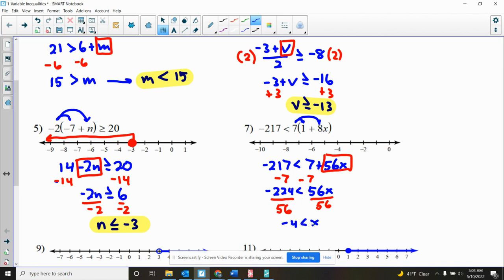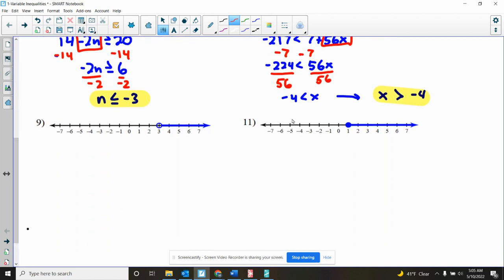Now to finish, this is a fine answer, but to make it easier to graph, I want to have my variable on the left-hand side. So I'm going to switch my x to the left, the negative 4 to the right. If the inequality was pointing at negative 4 to start, it's got to be pointing at negative 4 to stop. So put that together, go up to our graph. At negative 4, open circle. Greater than means to the right. That's the direction the inequality points. And there you have it.